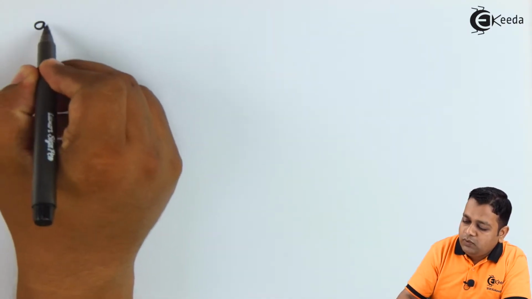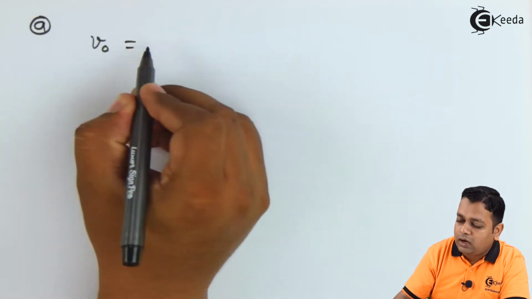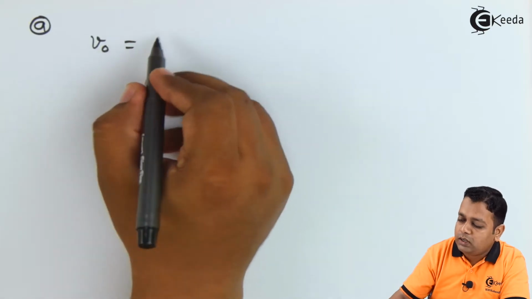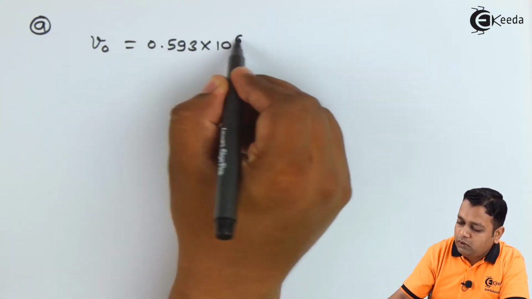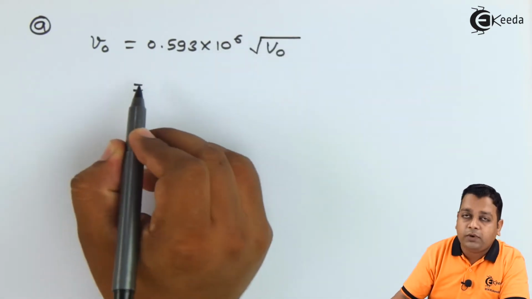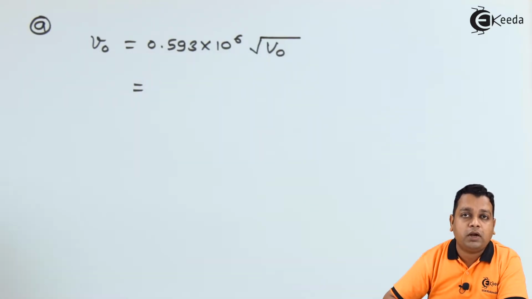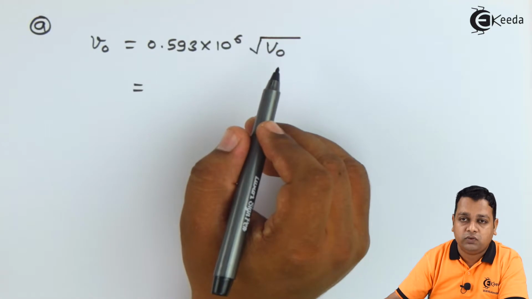So for part A, we require the DC electron velocity. The DC electron velocity for part A can be denoted by V suffix 0, and we have the formula to determine it, that is 0.593 into 10 raised to power 6 into square root of capital V0. Capital V0 is the DC potential applied to the terminals of the multicavity klystron. Here we have a four cavity klystron. So for V0, we have the value 18 kilovolts.